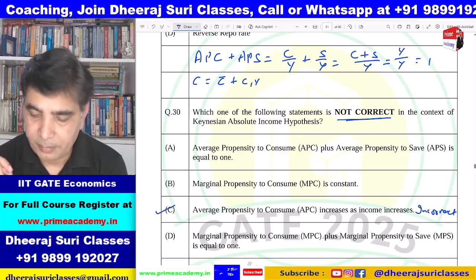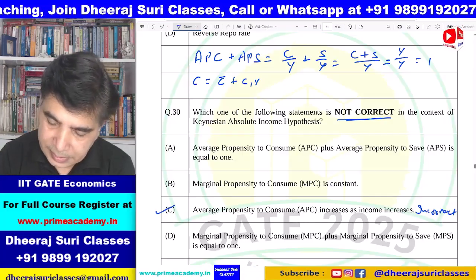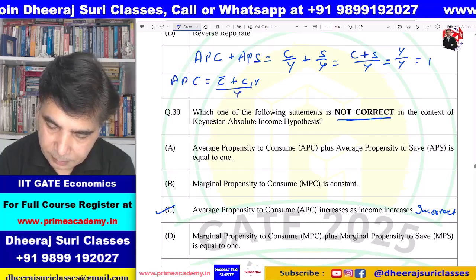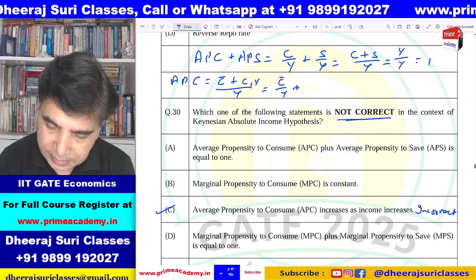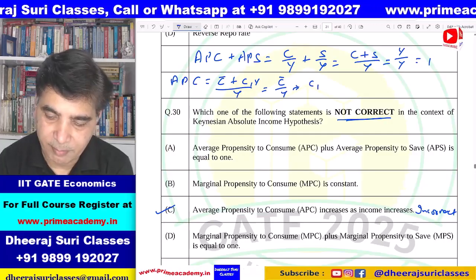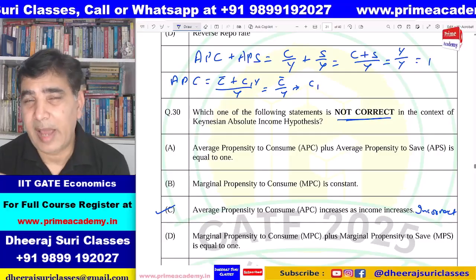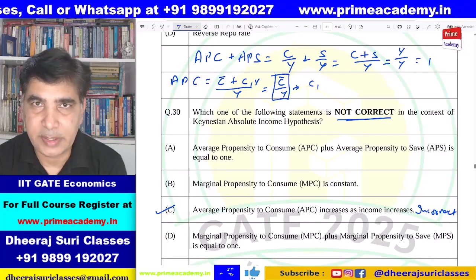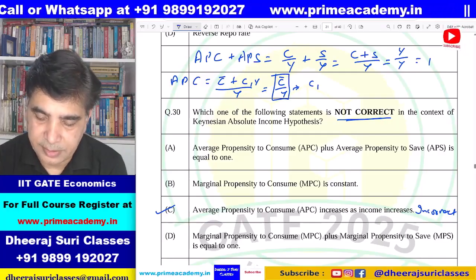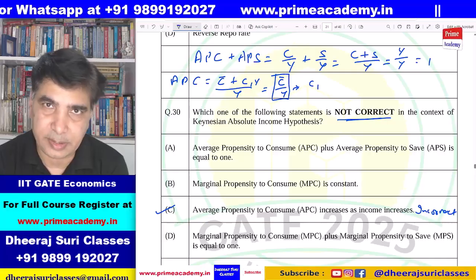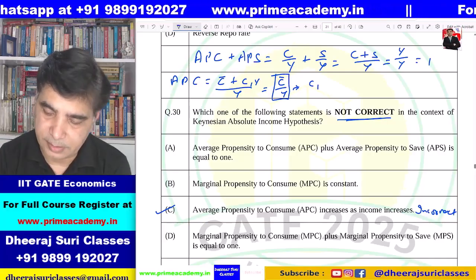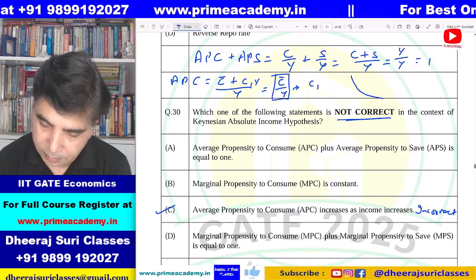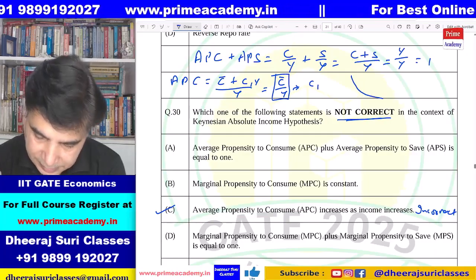Why is it incorrect? As I mentioned, APC is C by Y. So it is C bar by Y plus C1 Y by Y. Y cancels, giving C bar by Y plus C1. Now as Y increases, C bar by Y will decrease. C1 is constant, so when a decreasing function is added to a constant, the function remains decreasing. So when Y increases, APC falls. This is the graph of APC. It is a decreasing function. So the statement that APC increases is incorrect. That is why C is our answer.